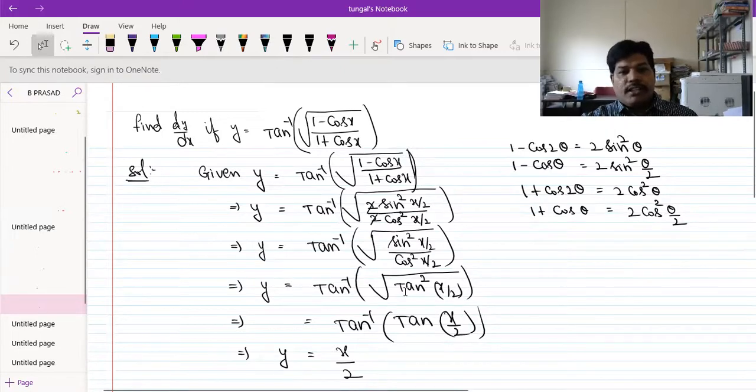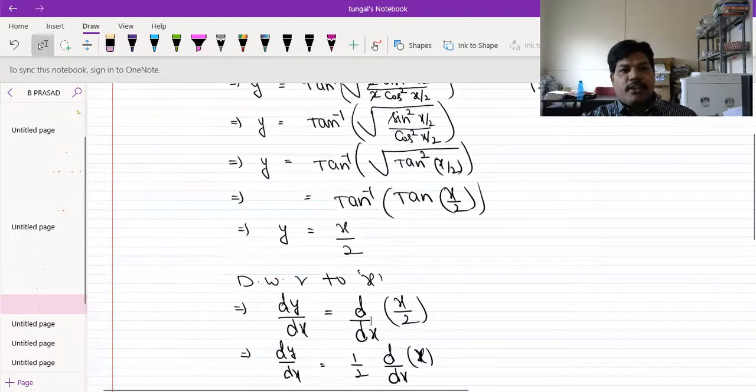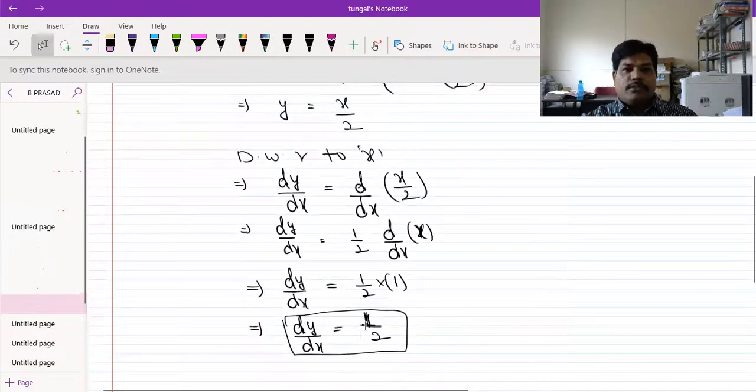The domain you have to define that. In that case, we will cancel the square and the root. So you will get tan x by 2. So tan inverse and the tan will be cancelled. You will get x by 2, y is equal to x by 2. What is the x by 2 derivative? It is nothing but 1 by 2. So see that question, students, and practice that question.